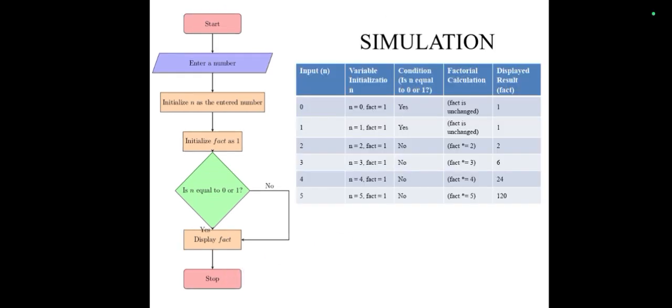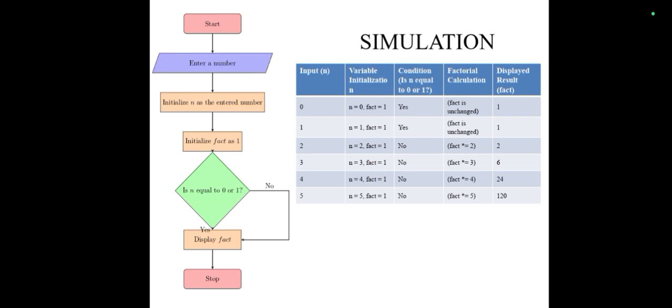So, here it is. Focus on the first example. I input 0. Initially, n is set to 0 and fact is set to 1. The condition is: is n equal to 0 or 1? The condition is met because 0 is equal to 0, which means it is yes. No changes are made to fact, which means fact remains 1 and the displayed result is 1.